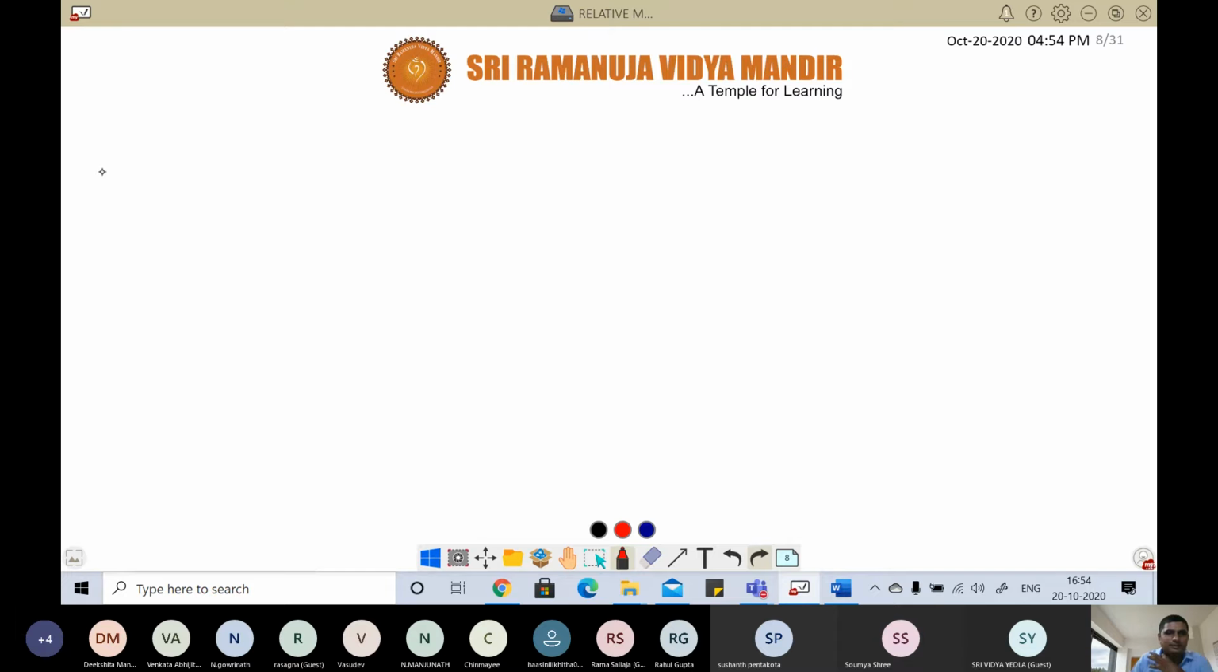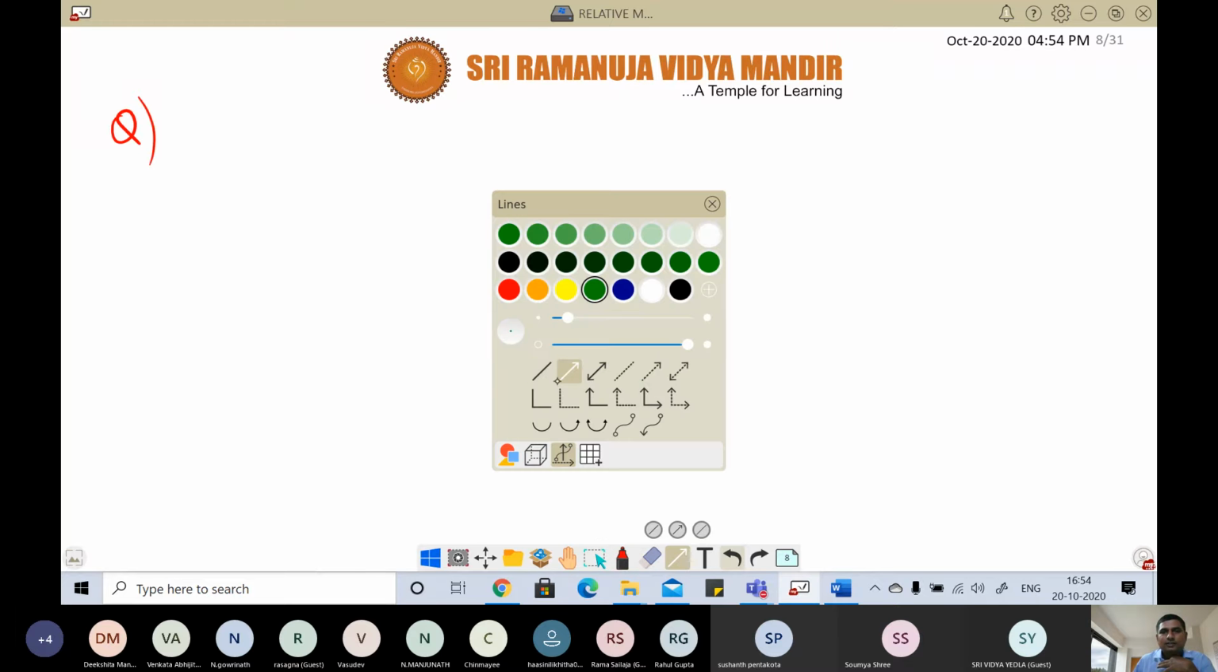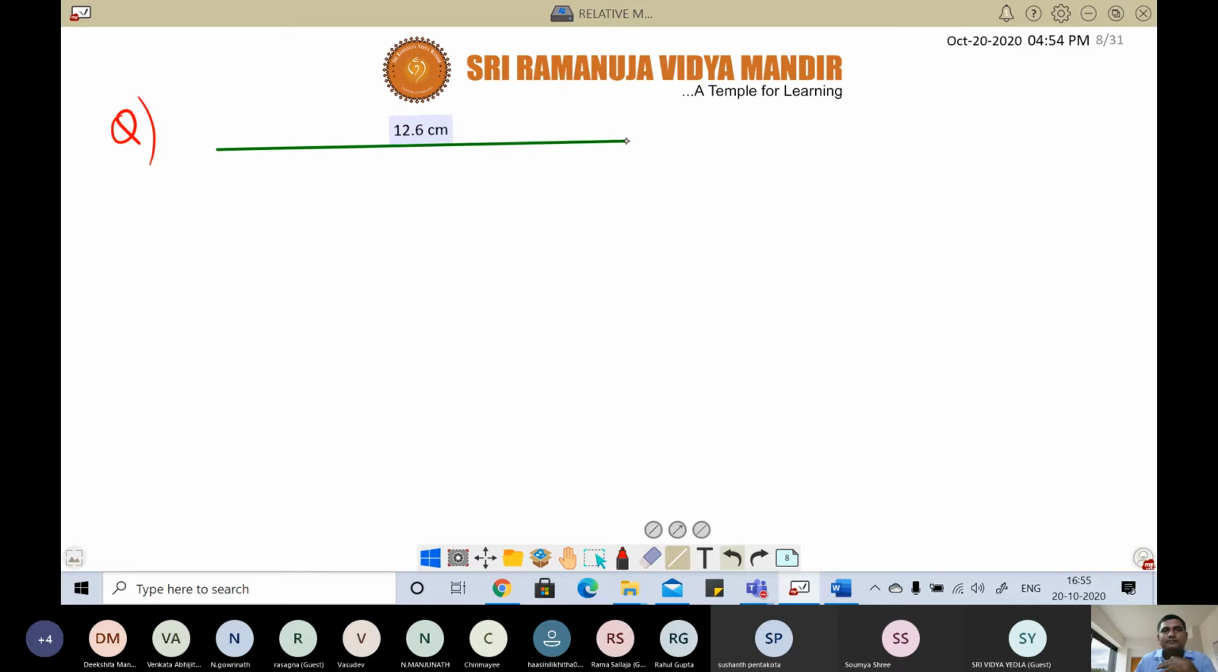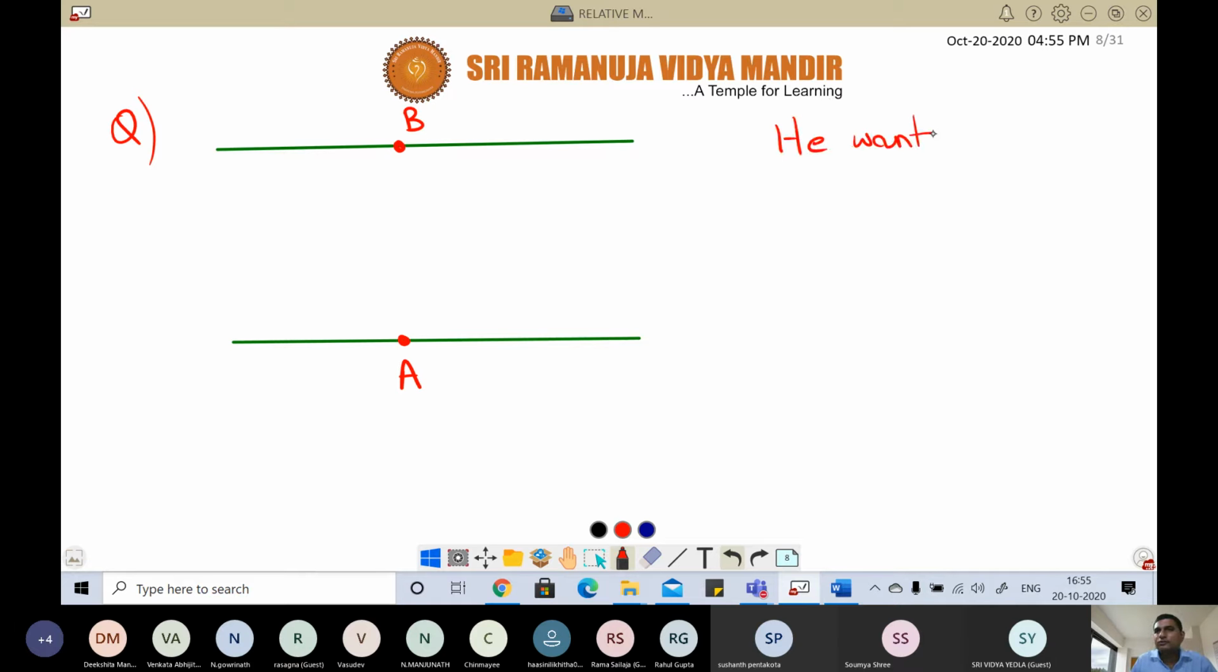Now there is a man. Okay, this is the question. As usual, this is the river. Now a man wants to go from point A to exact point B. He wants to reach B exactly. A is the starting point.